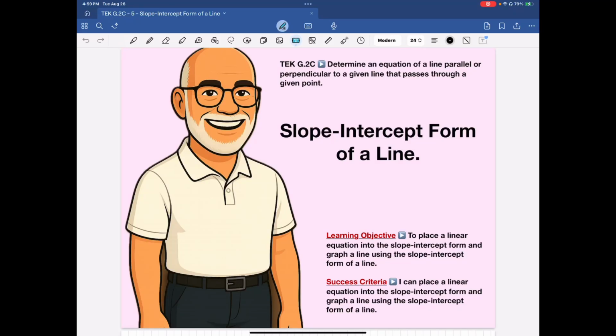Welcome back, critical thinkers. Today's TEK is G2C. Determine an equation of a parallel line or perpendicular line to a given line that passes through a given point.